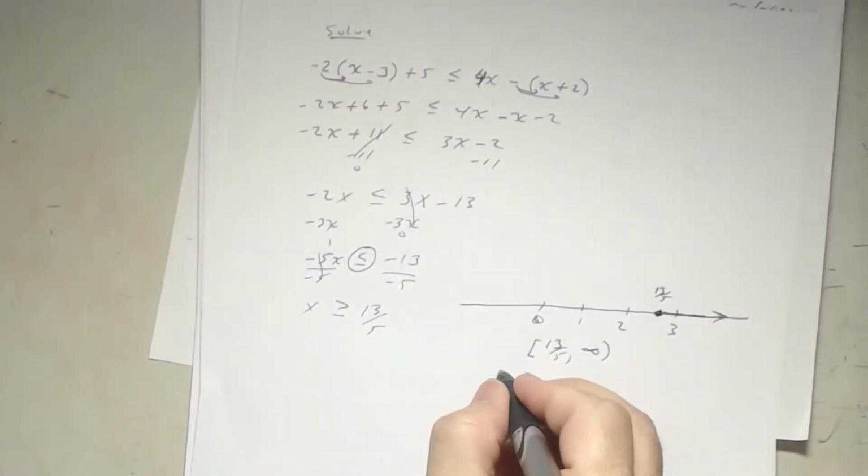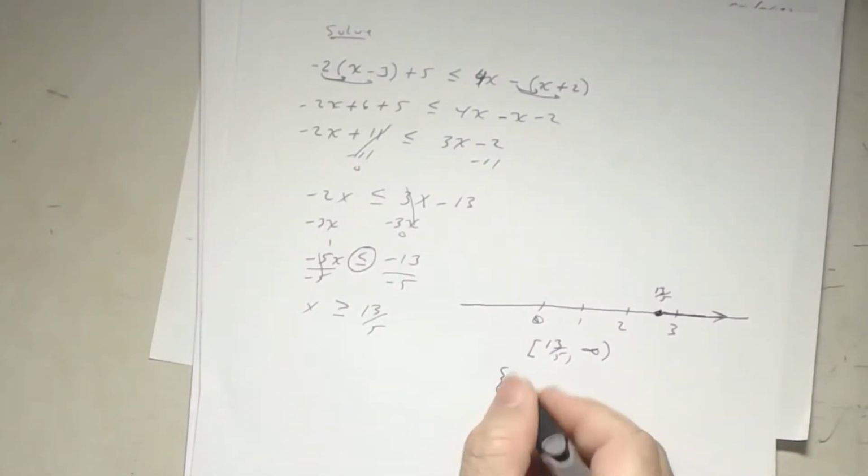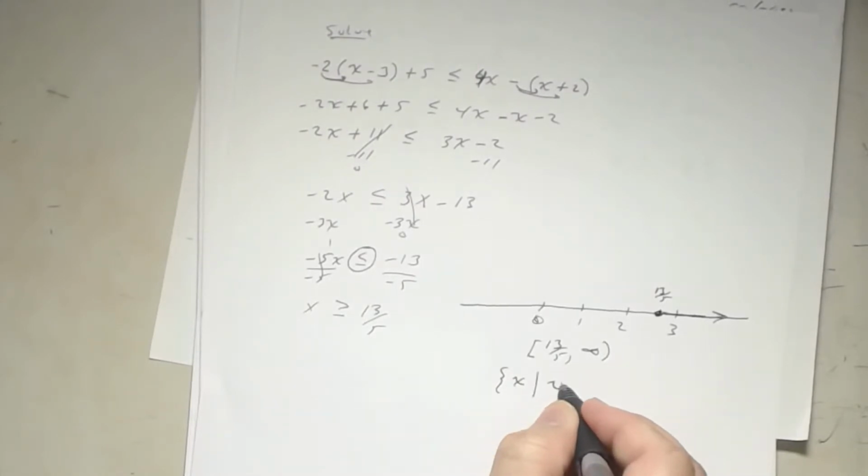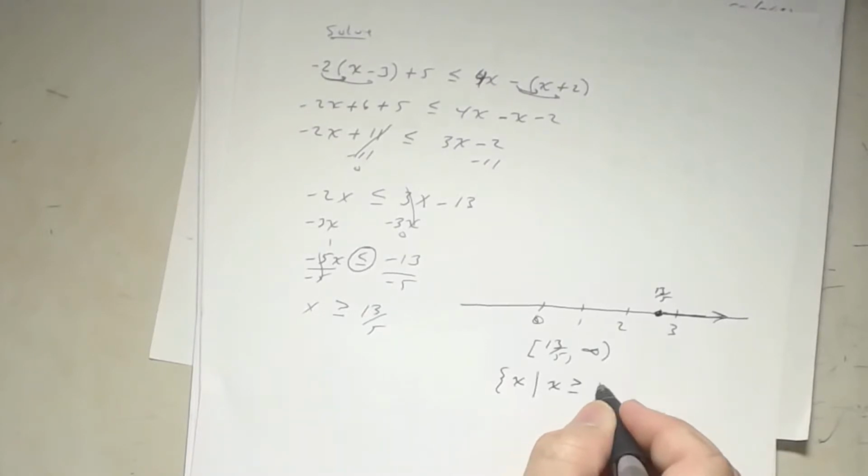And then on MyMathLab, and on one of the worksheets, they talk about set notation. How would you write this in set notation? You remember those braces. So you can say the set of x such that x is greater than or equal to 13 fifths.